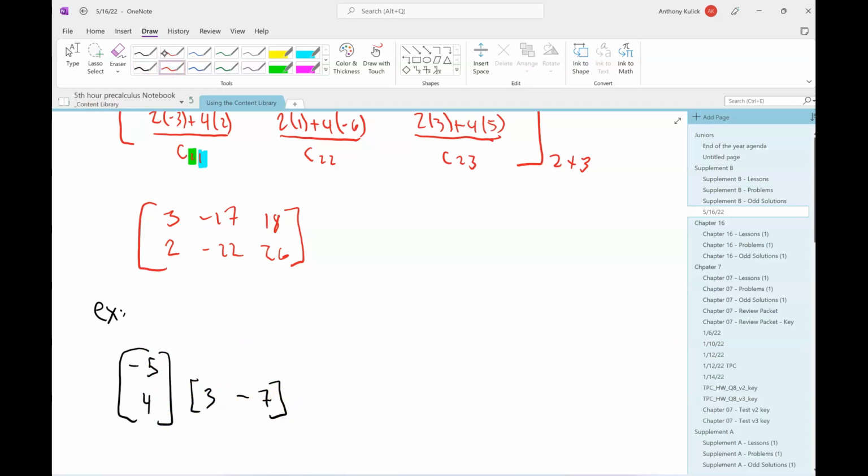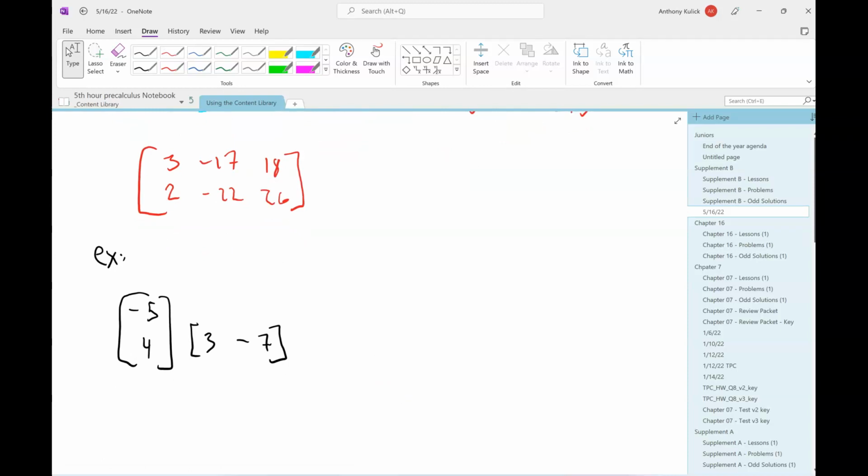Let's do this example here. So again, matrix multiplication question. First thing we need to do is check the dimensions. Very good. What's the dimension on our first matrix? 2 by 1. And on the second matrix, 1 by 2. So we can multiply these together. What size will my resulting matrix be? 2 by 2.